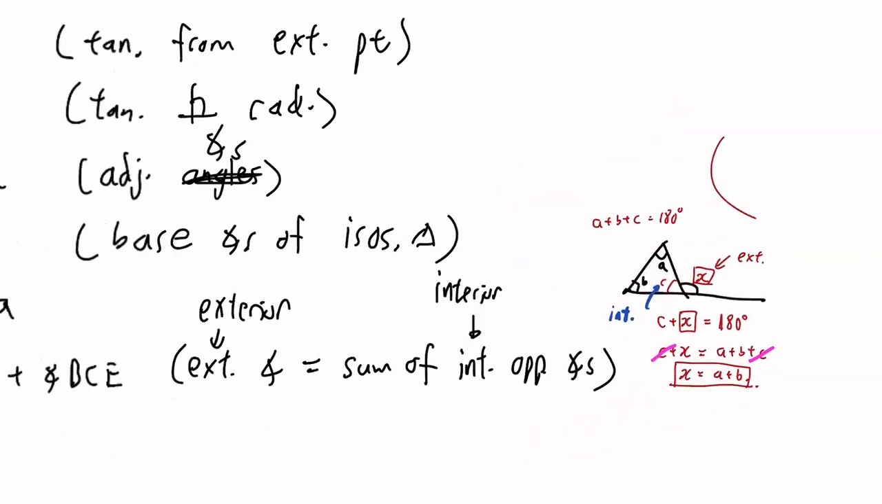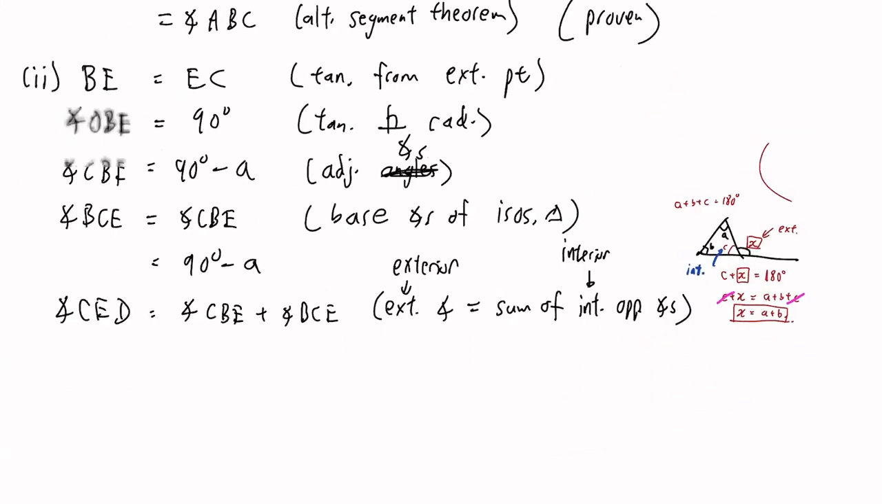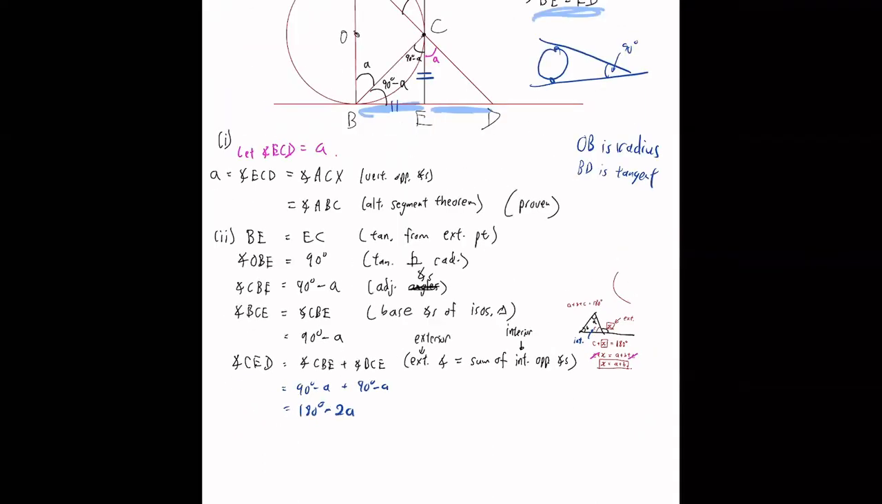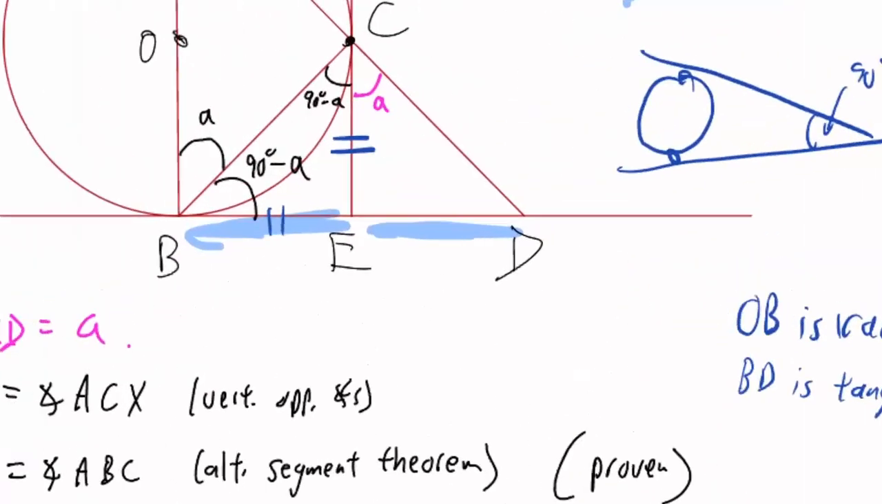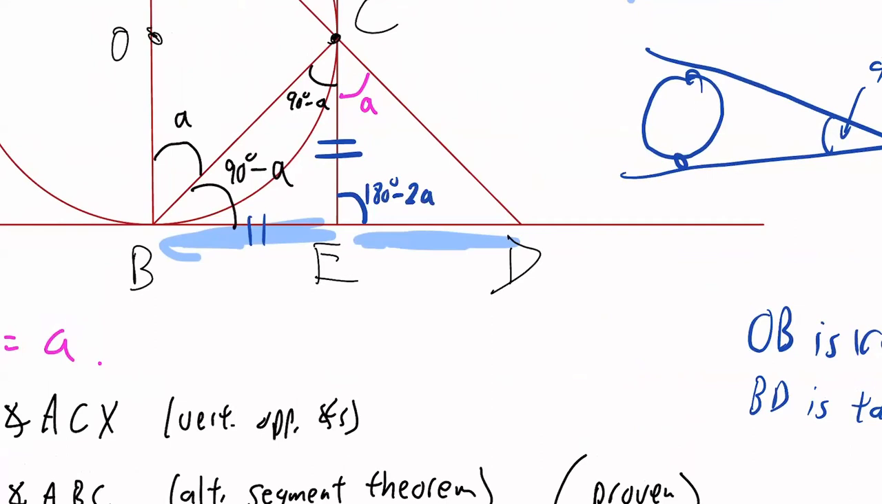Okay, good. So therefore, we end up with 90 degrees minus A, 90 degrees minus A, which is 180 degrees minus 2A. Is that okay? Let me just label on the diagram. CED is now this angle, 180 degrees minus 2A. Okay, good. So what else do we know about this triangle here? We don't know that it's isosceles. Yeah, we're trying to show that. We're trying to sort of indirectly show that it's isosceles.